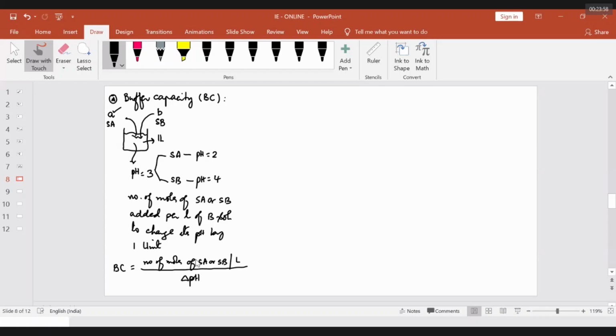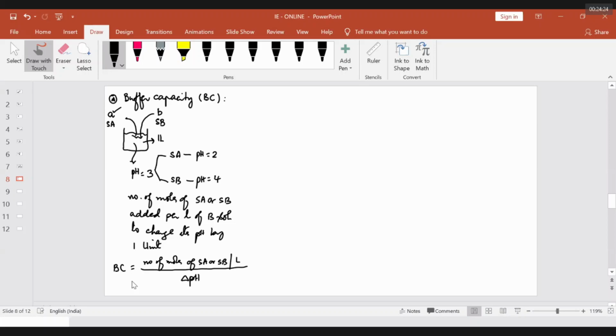Therefore, how many moles must be added in 1 liter so that the pH change will be 1 unit? That is called buffer capacity. Up to this value, the buffer solution says, I am a buffer. Once you go beyond this value, the buffer solution says, sorry, I will change my nature. I will not have a tendency to resist the change in pH value. I will behave like a normal solution. That is called buffer capacity.